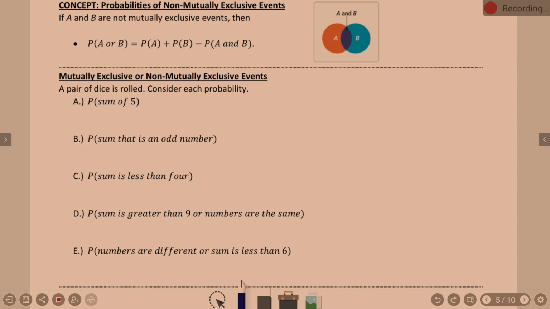Now, we're not really going to answer many of these questions. We'll save these for tomorrow. But I want you to consider this situation because we're going to do a little bit of prep work for this section. A pair of dice is rolled. Consider each probability. What do I mean a pair of dice is rolled? 2 dice, each labeled 1 through 6. Probability of getting a sum of 5.